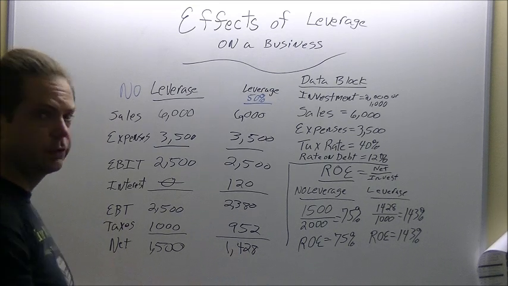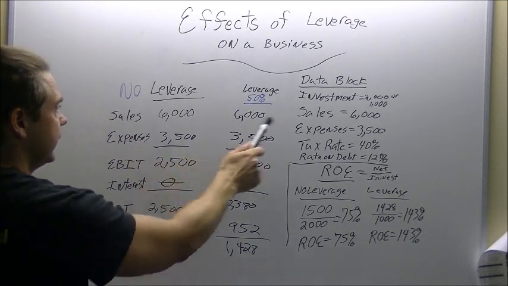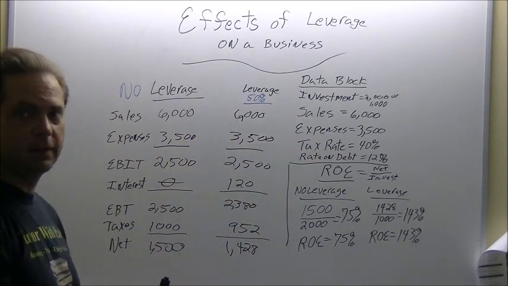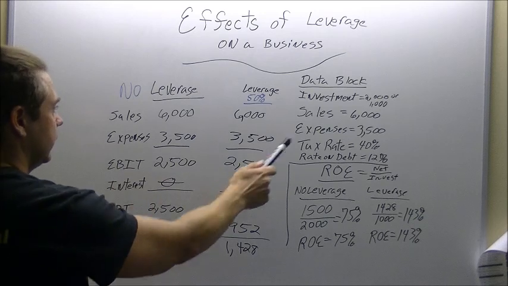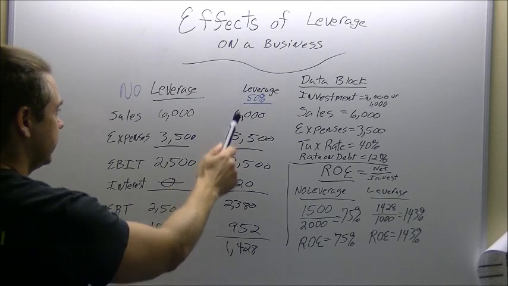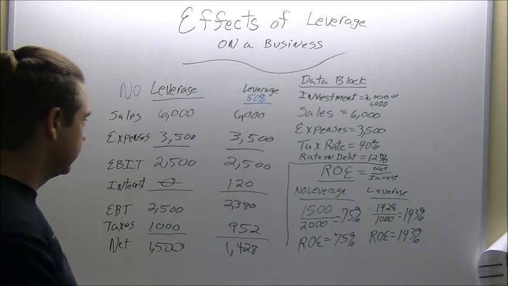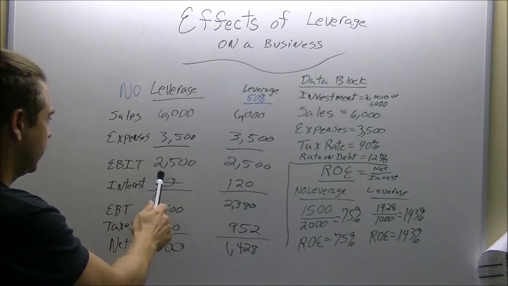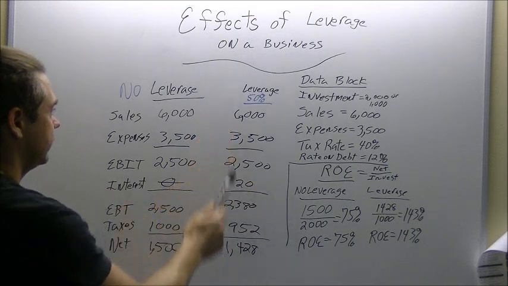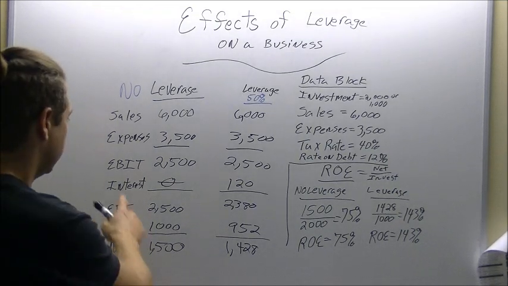The way this structure is going to work is the first thing you're going to do is start with your sales. Sales for the no leverage, $6,000. Sales for the leverage, $6,000. Debt does not affect sales. Expenses, $3,500 for the no leverage, $3,500 for the leverage firm. Debt does not affect expenses. EBIT, we're going to have $2,500 for the no leverage side. We are going to have $2,500 for the leverage side. Again, interest and the debt from the interest is not going to affect our EBIT.